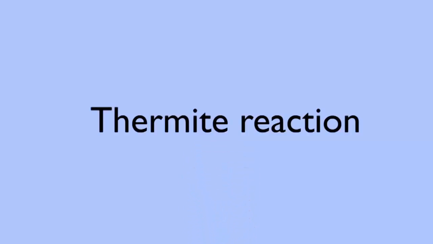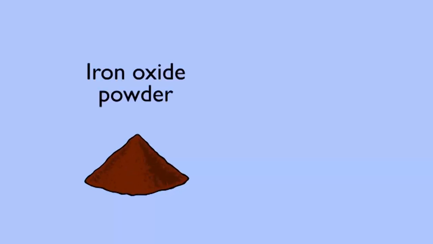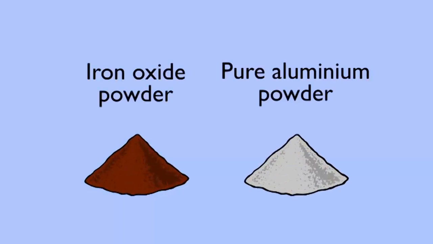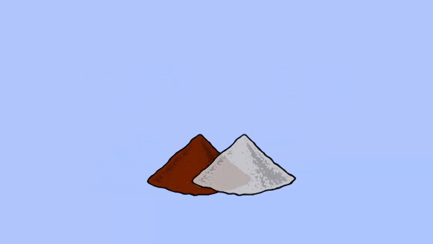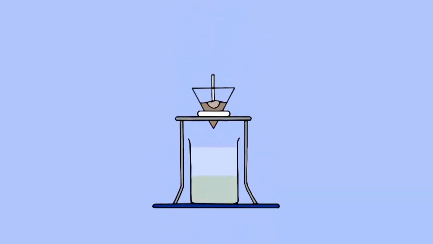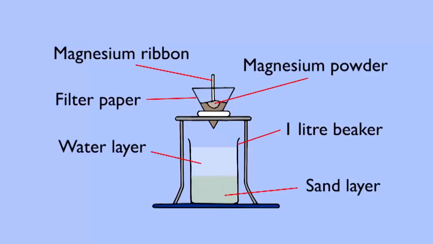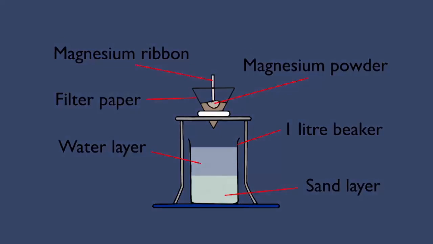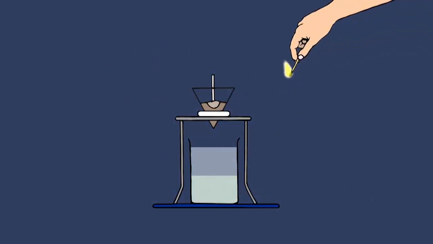So why is it important to learn about displacement? Here's a real-life example. The Thermite reaction is carried out by reacting iron oxide powder with pure aluminium powder. The reactants are mixed together and then reacted, often by using a piece of highly reactive magnesium ribbon and some magnesium powder. When the magnesium burns, enough heat is provided to overcome the activation barrier and off the reaction goes.